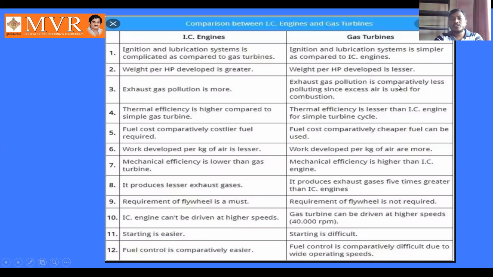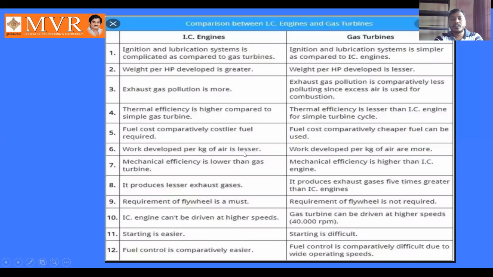See, exhaust gas pollution is comparatively less. Thermal efficiency is higher compared to a simple gas turbine. Thermal efficiency is lesser than the IC engine. Fuel cost: comparatively costlier fuel is required here in IC engines. Here, comparatively cheaper fuels can be used in the gas turbine.